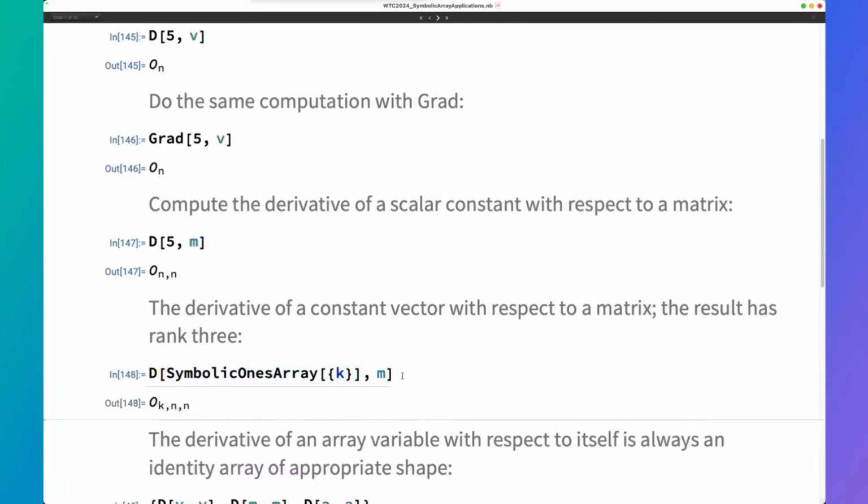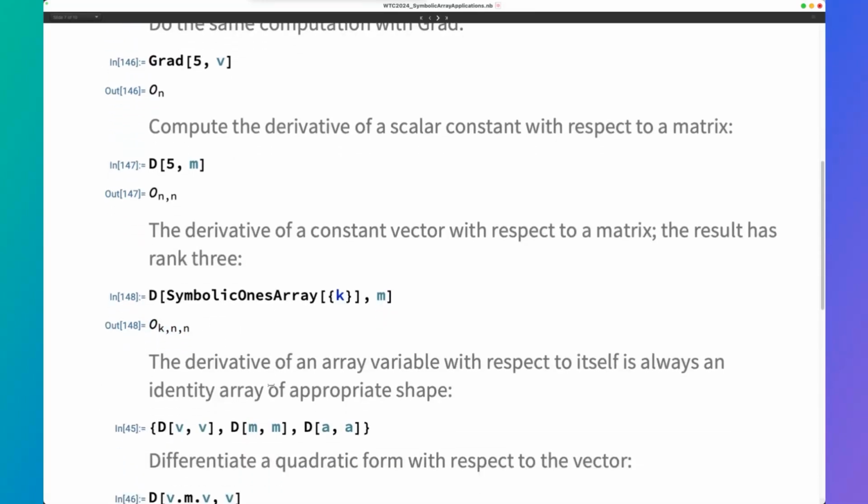And we get a 0 array out. Notice that the new dimensions come at the end, as is the way D has behaved since version 1, or at least since version 6, when it learned how to do these array derivatives. And so we get k and n as the dimensions of our 0 array.